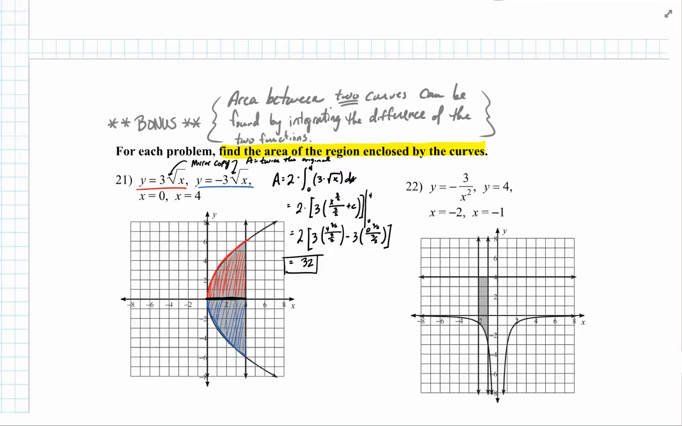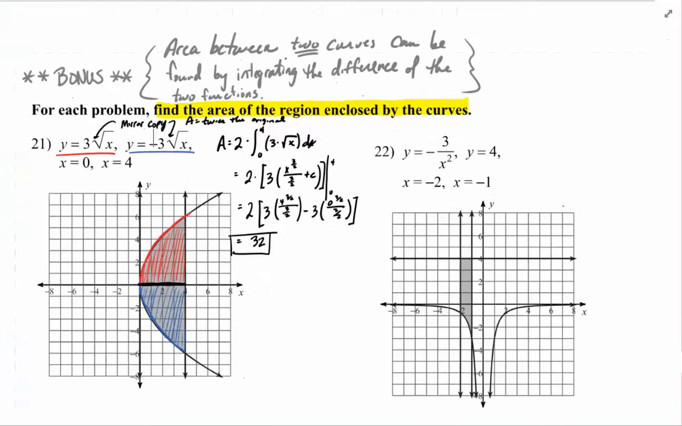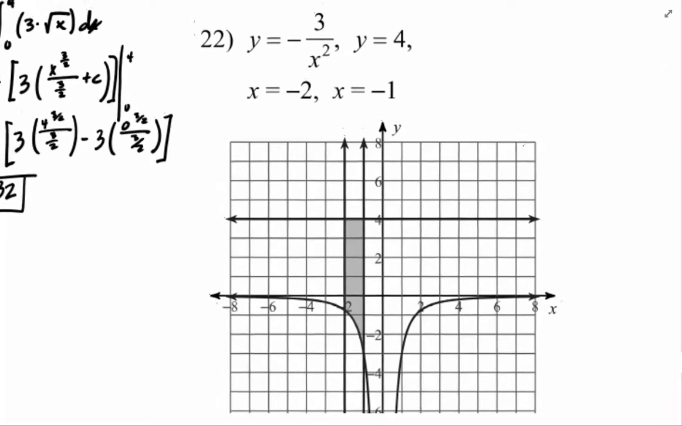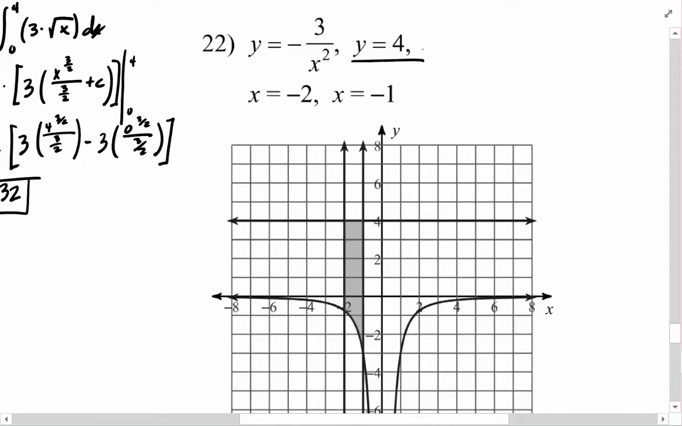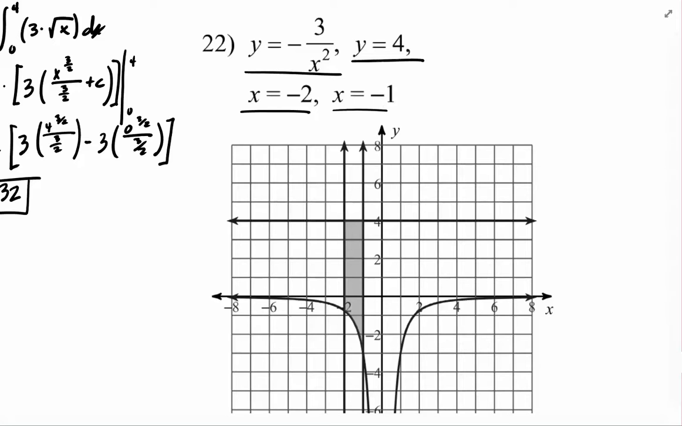And so what I'd like to point out to you here, and we'll use number 22 as an example, is that these two equations produce two curves, and the two curves are shown here in the graph, and we would like to know what the area between those two curves would be when bounded by these particular x values. So we've got x values of -2 and -1 in this case. That's what produces this boundary on the left and the right hand side of this gray region.